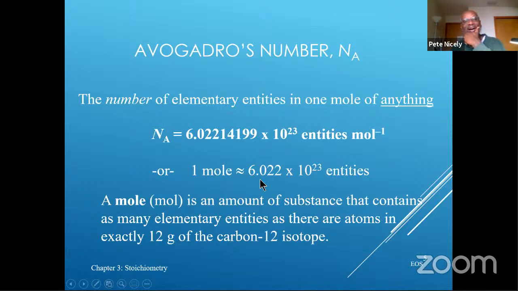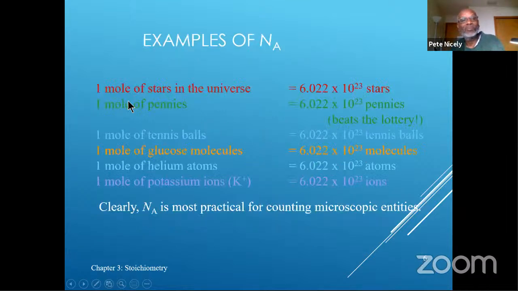And we can apply, as I said before, this idea of Avogadro's number to literally anything. So 1 mole of the stars of the universe would be that number, 1 mole of pennies, 1 mole of tennis balls, 1 mole of glucose molecules, helium atoms, potassium ions, they all have the same number of particles or entities, all right? Now, of course, when it comes to chemistry, it is more applicable to very small microscopic entities such as atoms, molecules, ions, protons, neutrons, electrons, etc. Right? So we tend to use the Avogadro's number in that context, all right?